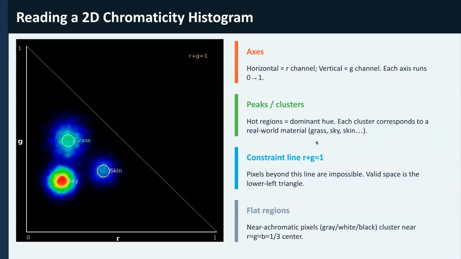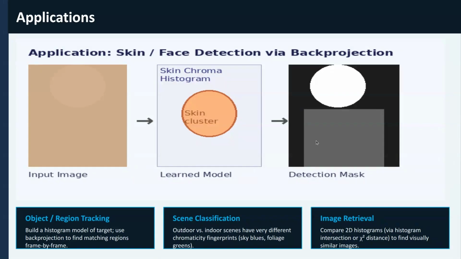And the near achromatic pixels like gray, white, black, which have similar values, are around the center, where R, G, and B are approximately 0.33. So applications are skin or face detection, and object tracking. For example, we have a video and maybe the lighting changes or the camera angle changes, and we want to still be able to recognize that object consistently.